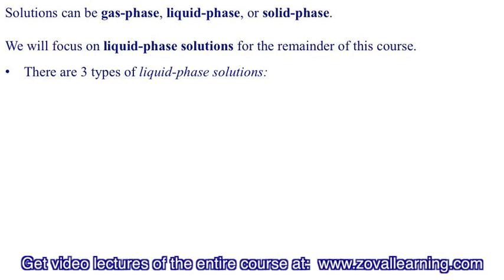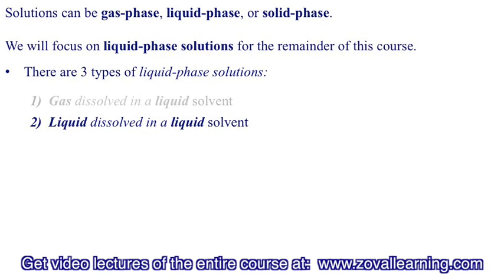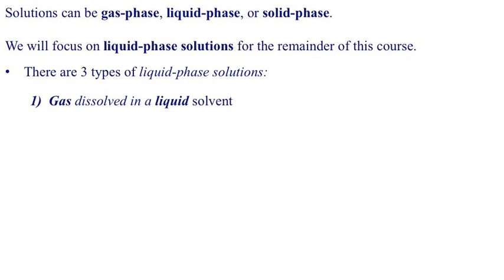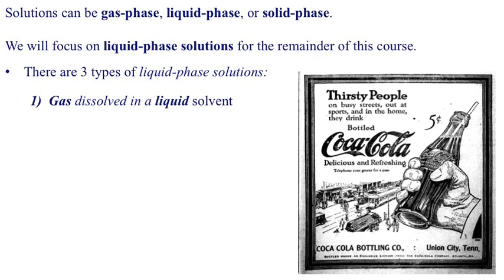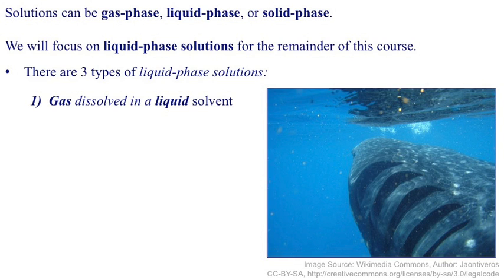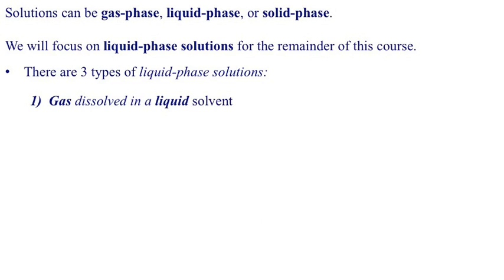There are three types of liquid phase solutions. 1. A gas dissolved in a liquid solvent. 2. A liquid dissolved in a liquid solvent. And 3. A solid dissolved in a liquid solvent. An example of a gas dissolved in a liquid solvent is carbon dioxide dissolved in water. This is how beverages are carbonated. Another example of a gas dissolved in a liquid solvent is O2, oxygen gas, dissolved in water. Fish extract the oxygen from water using their gills. Whenever a gas is present above a liquid, some of the gas will dissolve in the liquid.